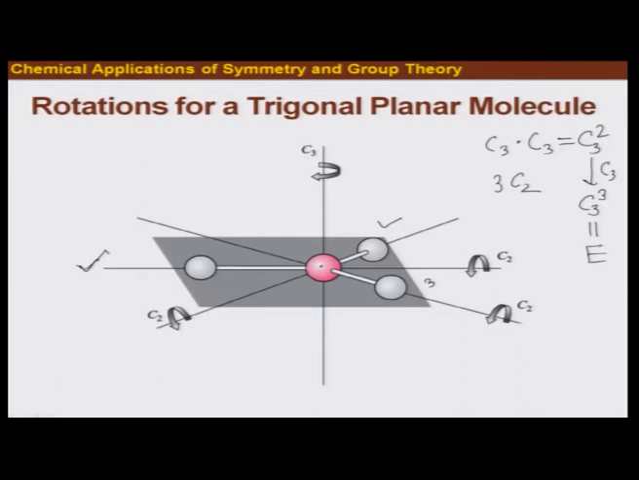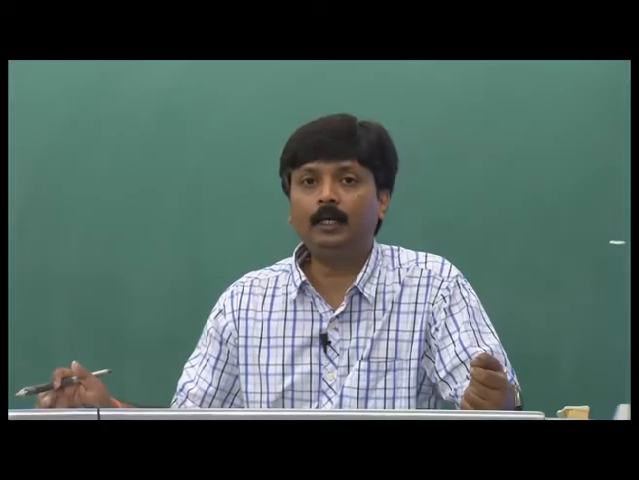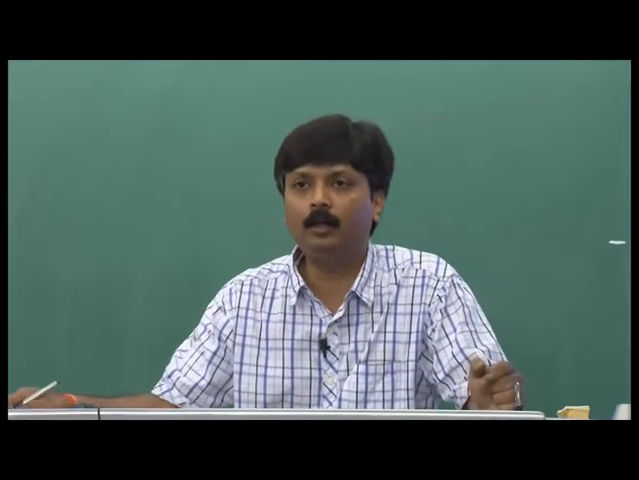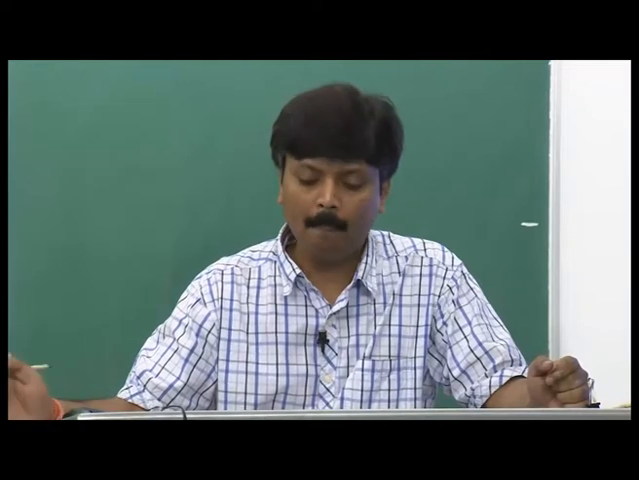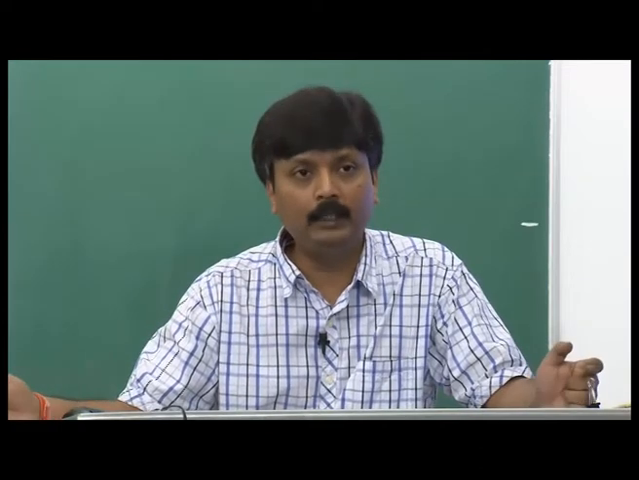So, in this particular case, what we learned is that a molecule may have more than one type of proper axis of rotation, and here particularly we see that the molecule has C3 as well as C2, and it is also not necessary that this C3 and C2, that is two different axes of symmetry, will be coinciding.